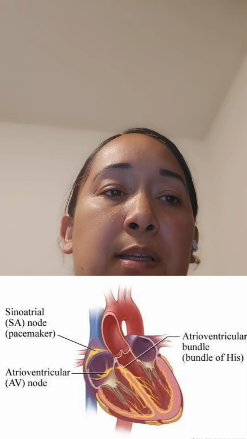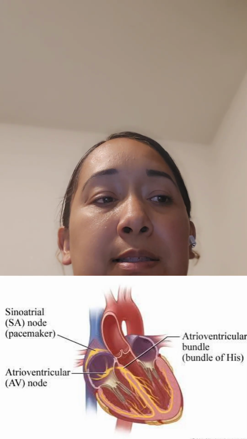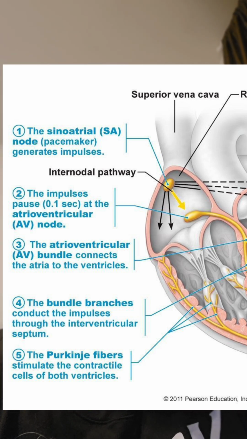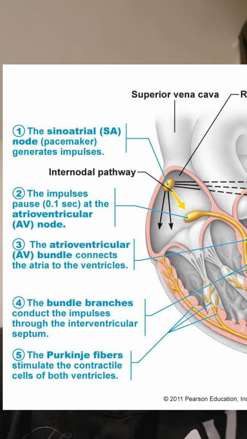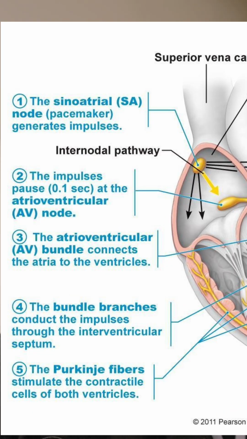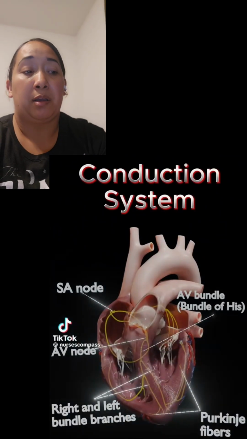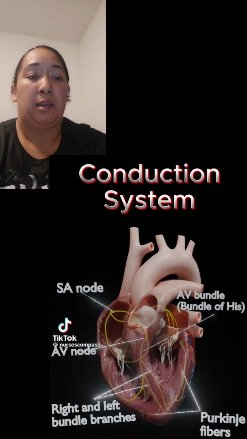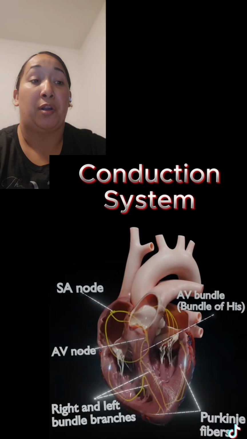to contract. One of the components and functions is the SA node, which is the sinoatrial node, which is located in the right atrium. It comes in just underneath the superior vena cava. This is also known as the heart's natural pacemaker. It generates an electrical impulse that causes the atria to contract and pump the blood into the ventricles, which initiates each heartbeat and sets the heart rate.